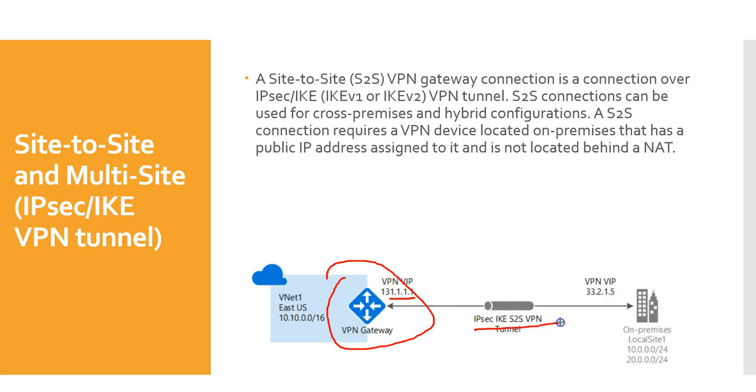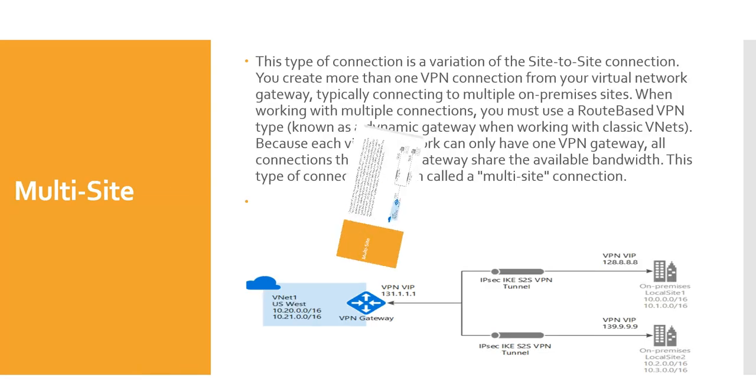So this would be a tunnel between your on-premises. This is the VPN VIP IP and the VPN device that would be located on premises. This is the VPN gateway that you will set up on the Azure site. Okay. Next would be the multi-site.